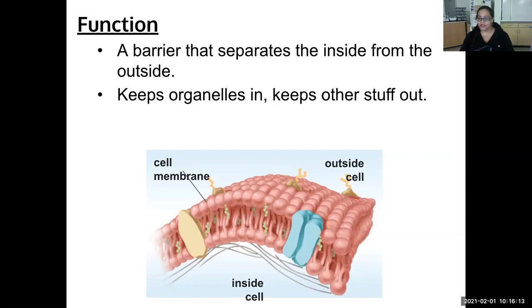And up close, this is what it looks like. It's not just a solid wall. It has to let some stuff in and out. Our cells need oxygen and water, nutrients to survive, so it needs to let some stuff in and out. But just some stuff, not everything.